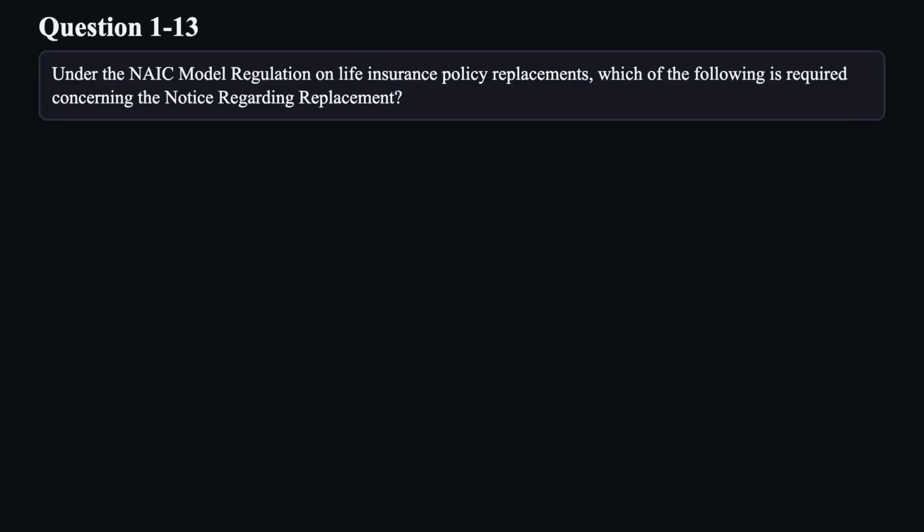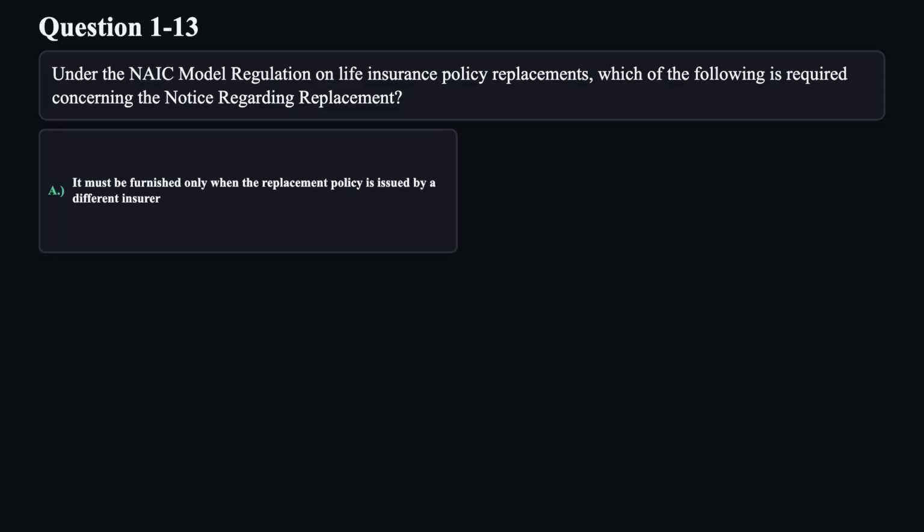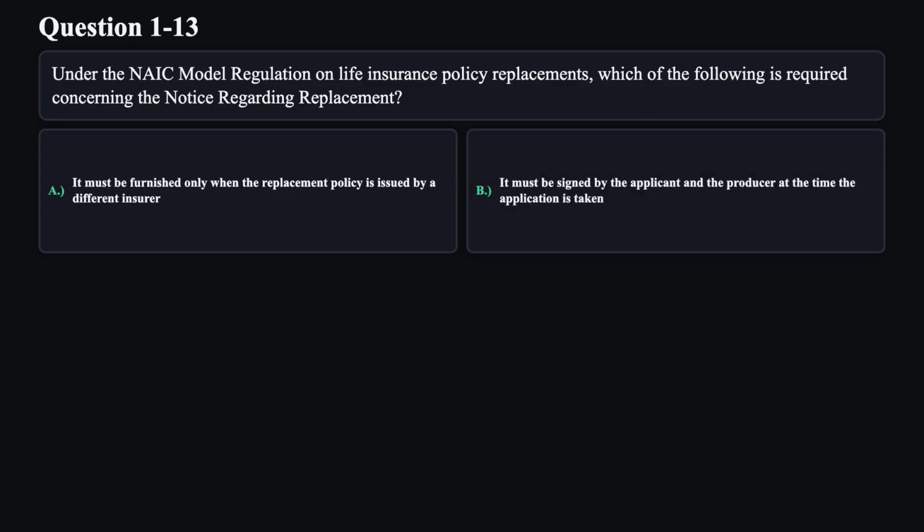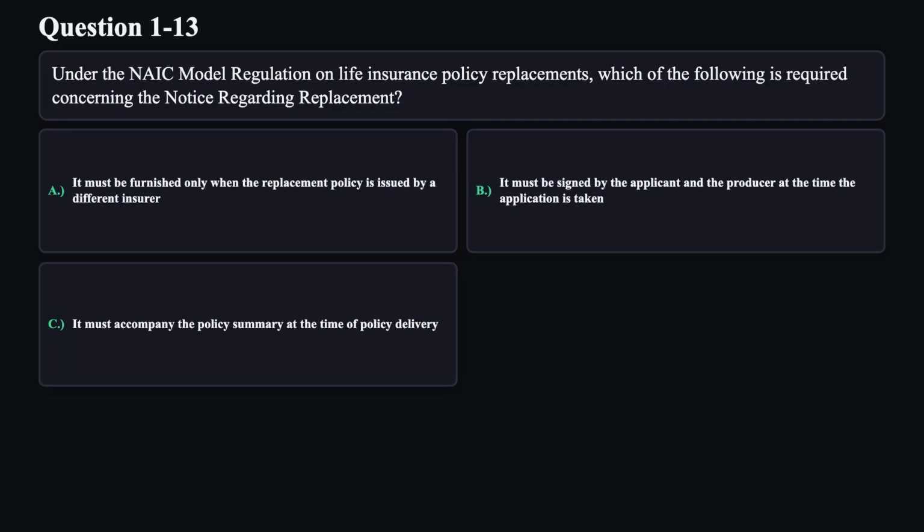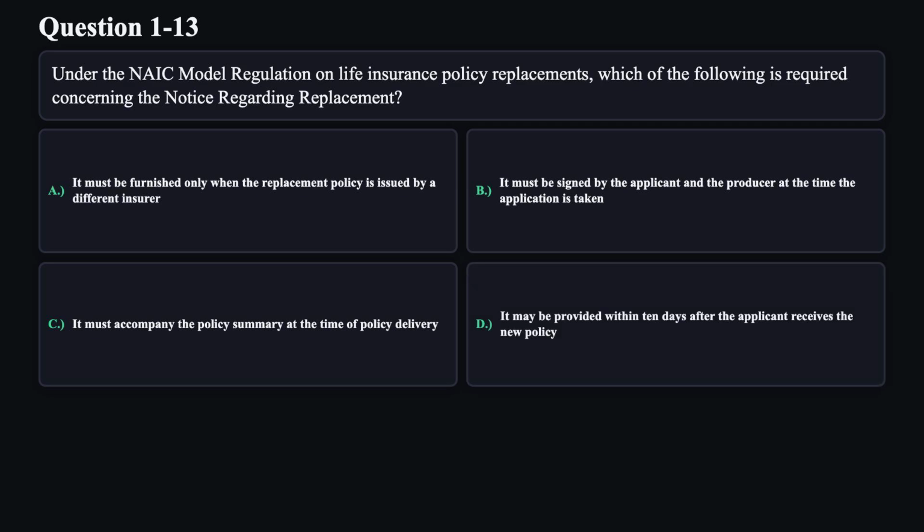Question 13. Under the NAIC model regulation on life insurance policy replacements, which of the following is required concerning the notice regarding replacement? A. It must be furnished only when the replacement policy is issued by a different insurer. B. It must be signed by the applicant and the producer at the time the application is taken. C. It must accompany the policy summary at the time of policy delivery. D. It may be provided within 10 days after the applicant receives the new policy.